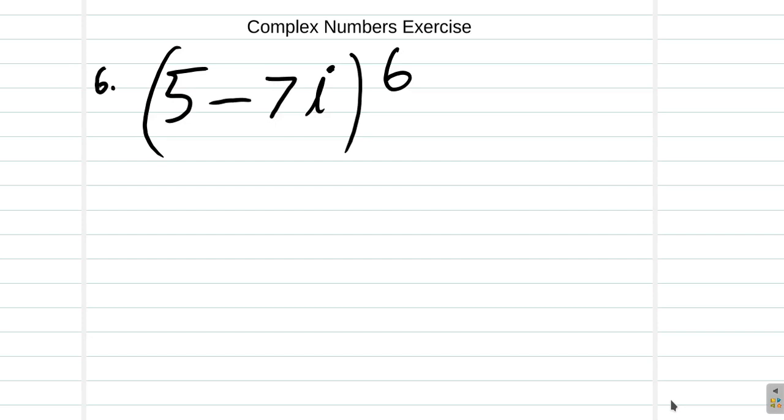We're now at question 6 of our complex number exercise. You have (5 minus 7i) raised to the power of 6. What did you get for it when you worked it out? Alright, let's see. Certainly, you don't want to try to have 6 different 5 minus 7i and multiply them all out, right?